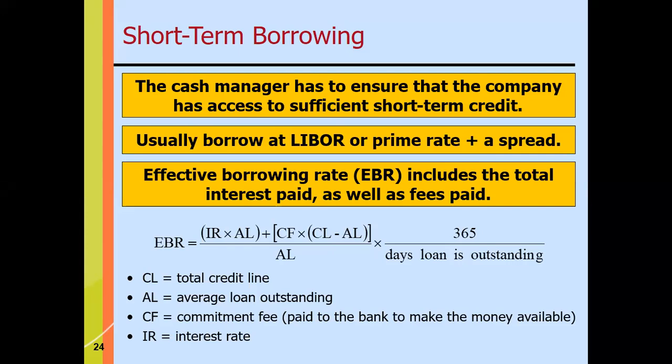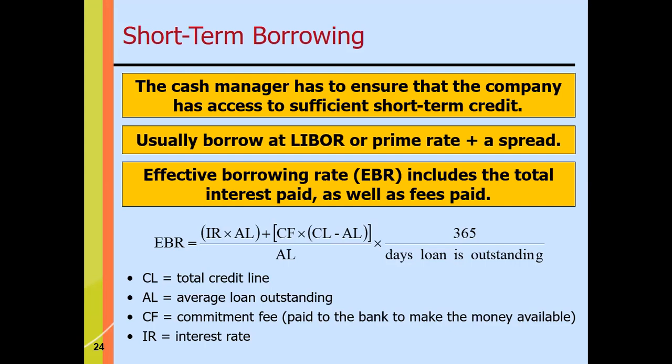Again, EBR stands for effective borrowing rate, which is equivalent to the quantity first IR multiplied by AL. IR stands for our interest rate on this particular loan, for example, or short-term credit to be more specific or exact, multiplied by average loan outstanding. So in that sense, that is basically our interest. Remember, interest rate times principal amount, which is the AL, is that.